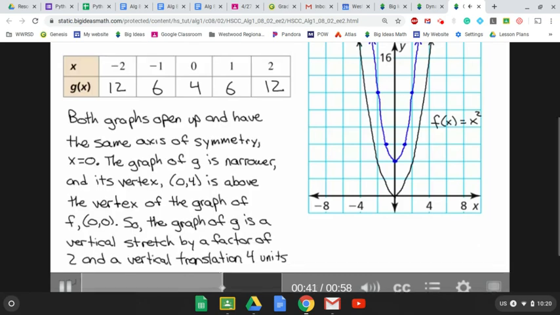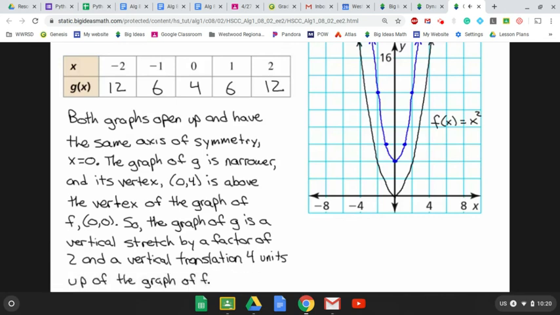Both graphs open up and have the same axis of symmetry, x equals 0. The graph of G is narrower, and its vertex, 0, 4, is above the vertex of the graph of F, 0, 0. So the graph of G is a vertical stretch by a factor of 2 and a vertical translation 4 units up of the graph of F.